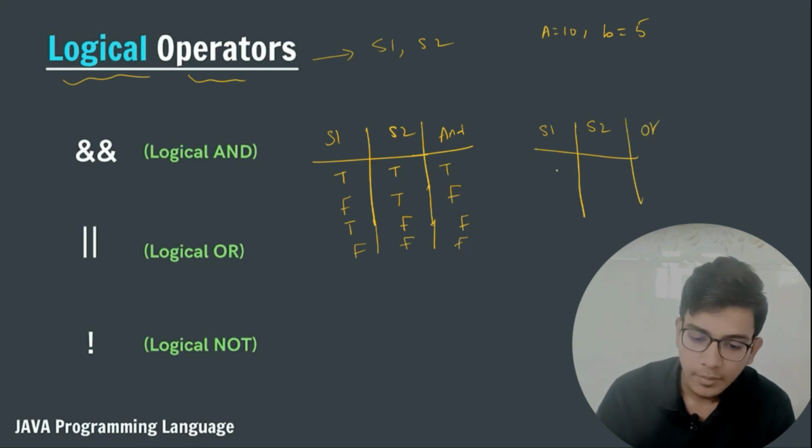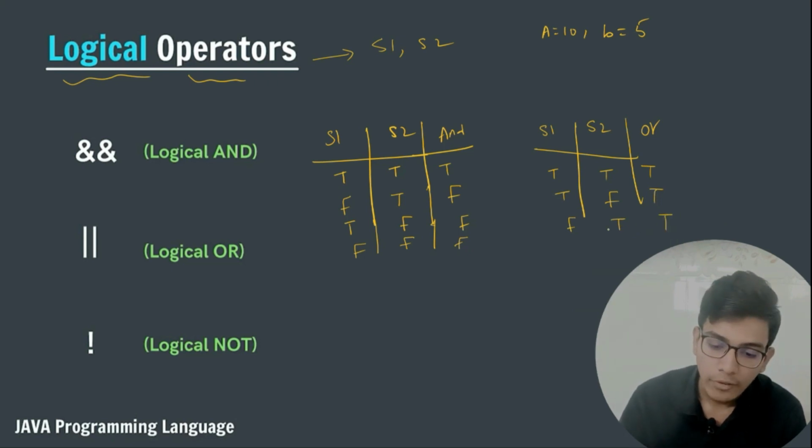If the first statement is true and the second statement is true, then it will give us true. If the first statement is true and the second statement is false, then it will give us true. If the first statement is false and the second statement is true, then it will give us true. If both are false, then and only then it will give us false. And not is nothing but the reverse will happen.